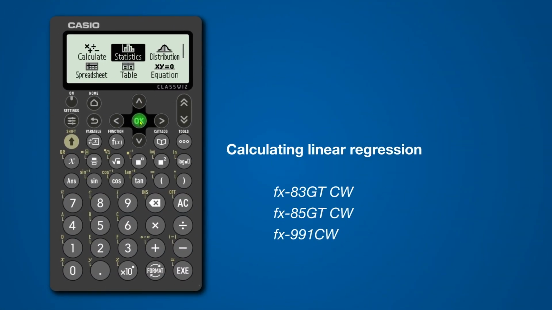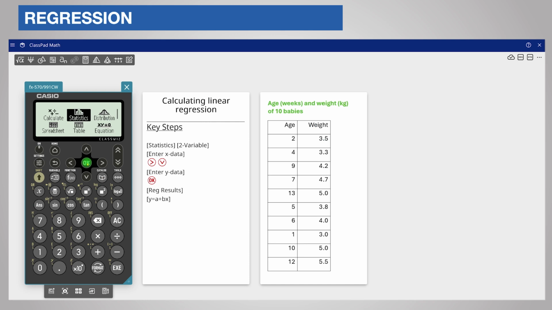This video will help you to calculate the equation of the line and the correlation coefficient for a linear regression. You will find the key steps on the screen and I will demonstrate them live. From the main menu, choose Statistics. Scroll down and choose To Variable.